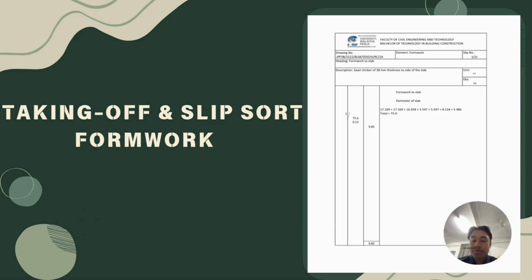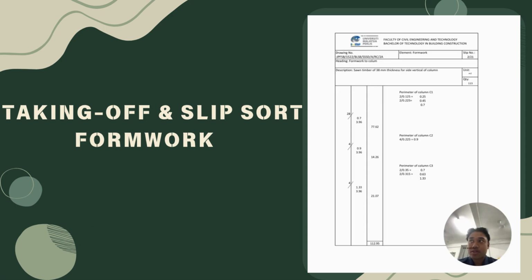And for the first column, we put 1, then slash 75.6 times the depth of the slab, which is 0.13. Then we will get 9.83 meter square. So the quantity at the top right, we need to put as 10. The second thing of formwork that we need to calculate is for the column. The description will be sawn timber of 38 millimeter thickness for side vertical of column. The unit is the same, meter square.